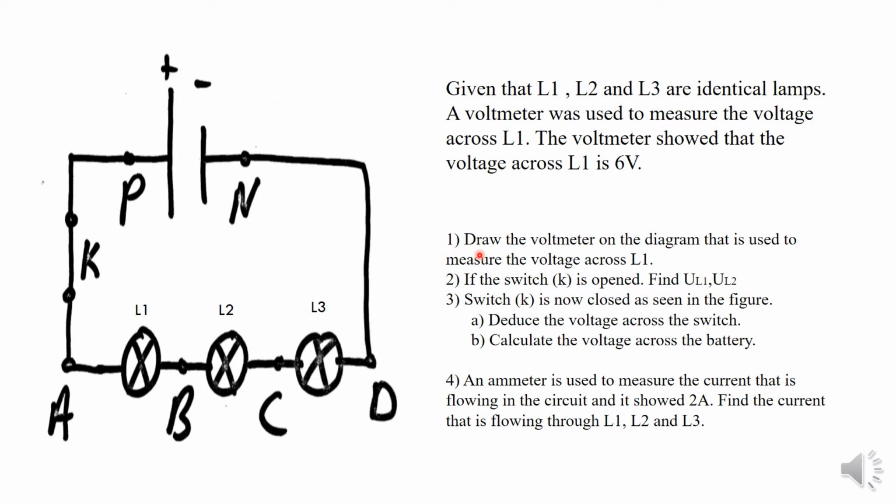Number 1. Draw the voltmeter on the diagram that is used to measure the voltage across L1. 2. If the switch K is opened, find UL1 and UL2. 3. Switch K is now closed as seen in the figure. Deduce the voltage across the switch. Part B. Calculate the voltage across the battery. 4. An ammeter is used to measure the current that is flowing in the circuit and it showed 2 ampere. Find the current that is flowing through L1, L2 and L3.